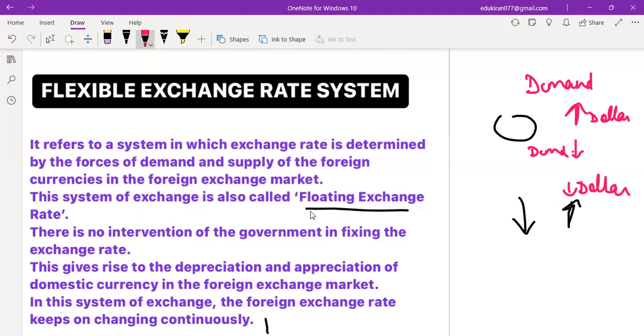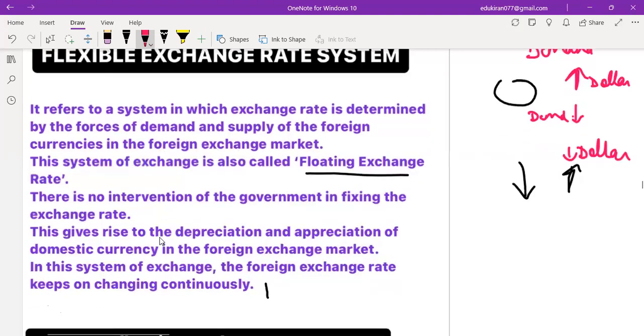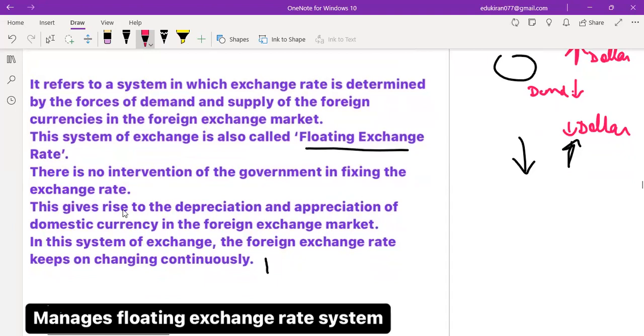This system of exchange is called the floating exchange rate system, also known as floating, because it keeps on changing. There is no intervention of the government in fixing the exchange rate. This gives rise to depreciation and appreciation of the domestic currency in the foreign exchange market. In this system, the foreign exchange rate keeps on changing continuously.